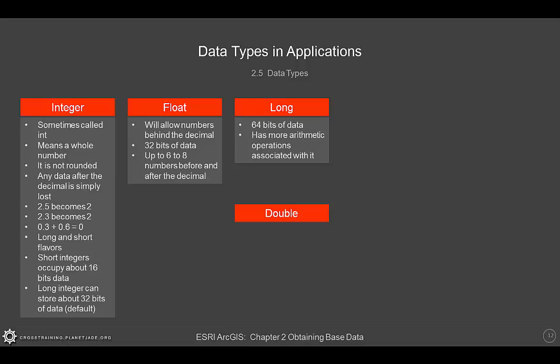So you may hear something called a double. A double, just like the long, will allow you to hold a lot more data. You can have up to 12 to 18 characters before and after the decimal. The next thing that you might hear is something called a character or a char. Sometimes they call it char or car. It's basically a short abbreviation for the word character, and it is a 16-bit Unicode character.